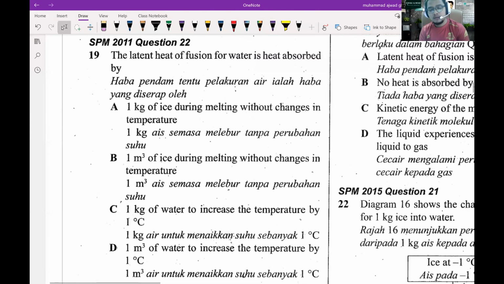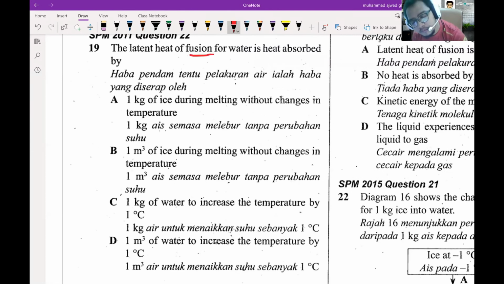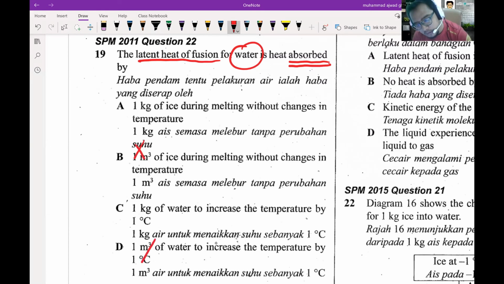Right, 19. Latent heat of fusion. Latent heat fusion for water. Okay. Alright, nombor satu. Is heat absorbed. Tengok heat absorbed. Okay, first, maksud dia tak pernah guna 1 meter cube. It always 1 kg. So, mana yang 1 meter cube potong, 1 meter cube potong. It's always 1 kg. Okay, 1 kg apa? A ke C? A.